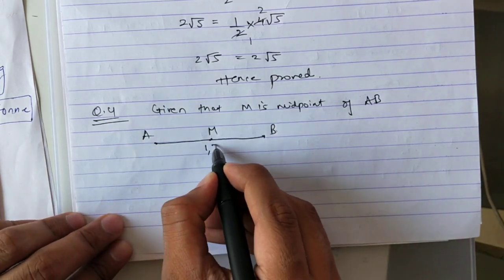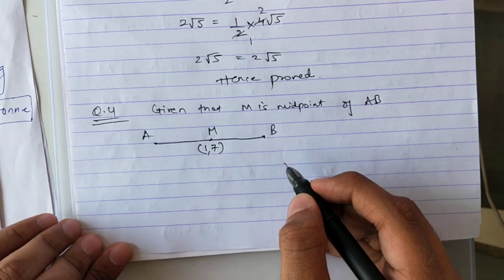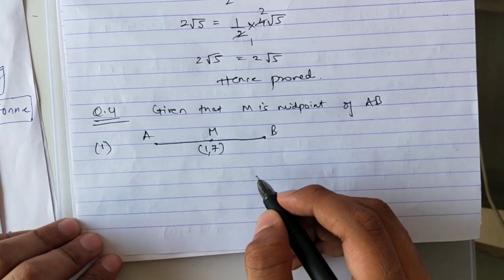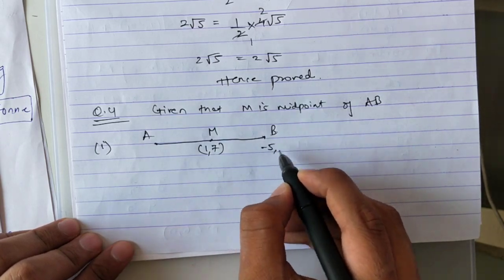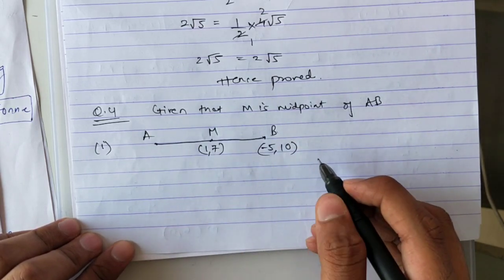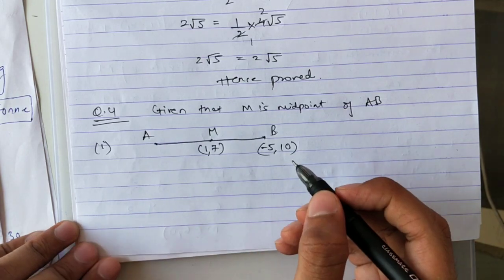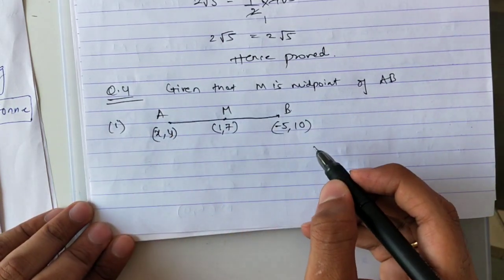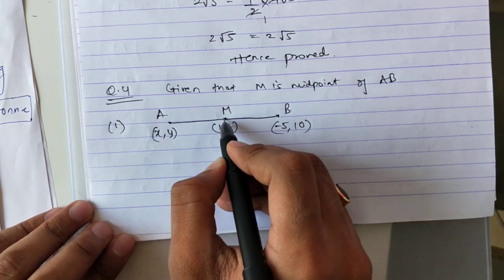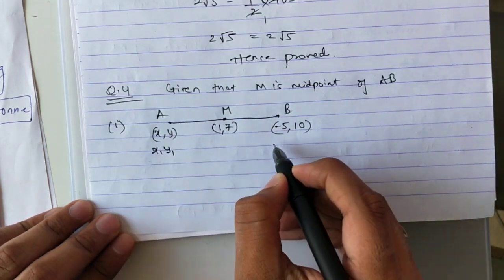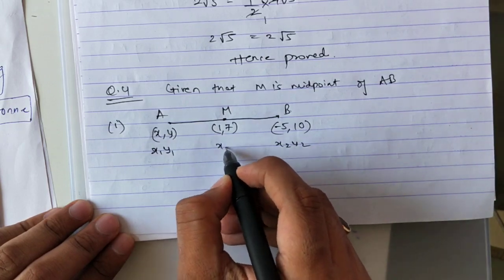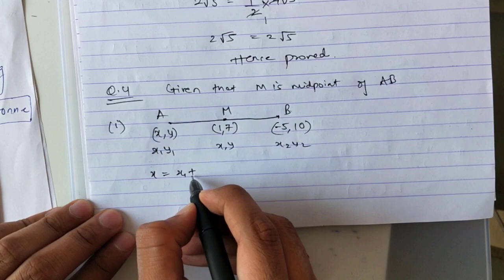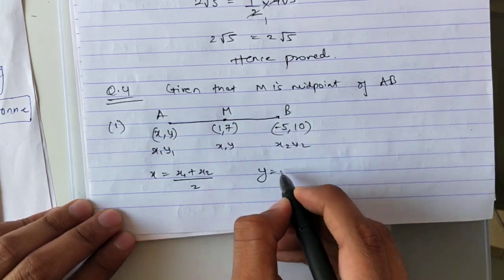M is given in the question as 1,7. I'm talking about the first sub question. M is given as 1,7 and B is given as -5, 10. And they have asked us to find out A. So we can do it easily. We'll keep A as x, y. Okay, but M is the midpoint. So I'll write the naming x1, y1, x2, y2 and x, y. Okay, write the formula here.